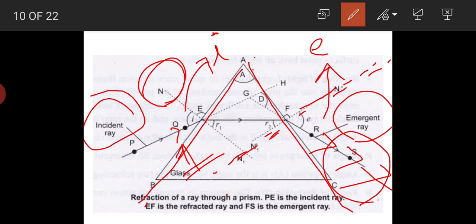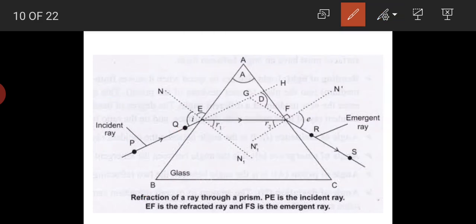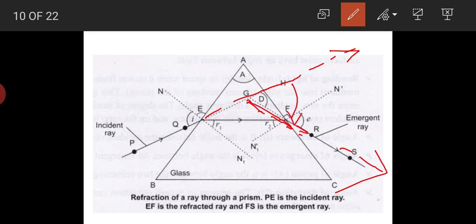And now finally we need to see what the angle of deviation is. It is very important, so please see once again. If you extend the incident ray, this is the incident ray and this is the emergent ray, and if you extend the emergent ray backwards, the angle between the incident ray and the emergent ray is nothing but the angle of deviation D.